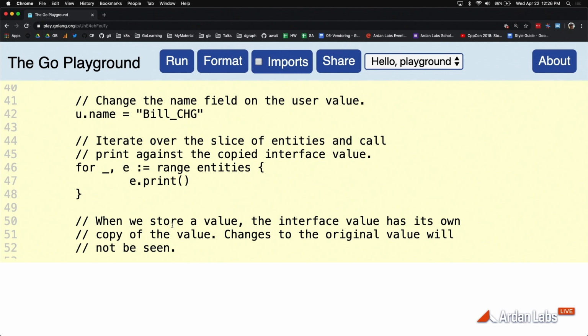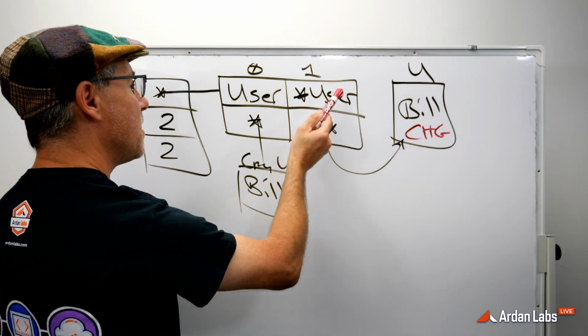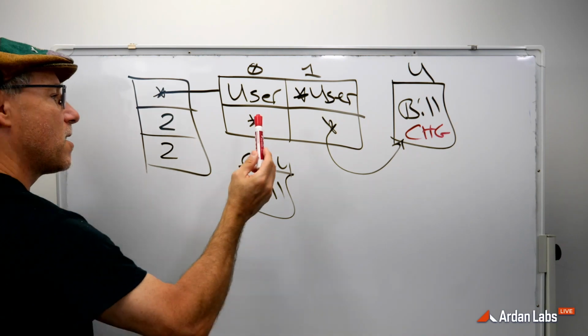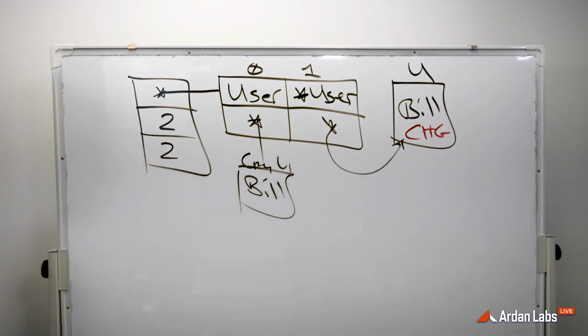So if we come back to the board, I make this change. Well, only index 1 is going to see that change. It's operating in a pointer semantic mode. Index 0 is isolated from that. It's operating in a value semantic mode.